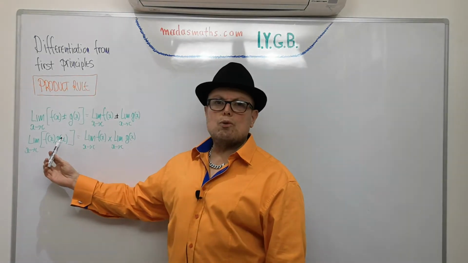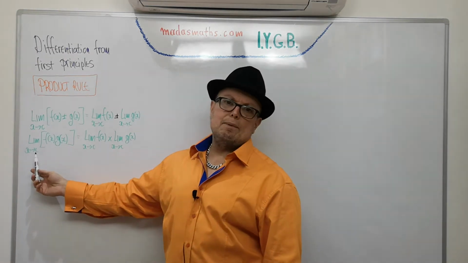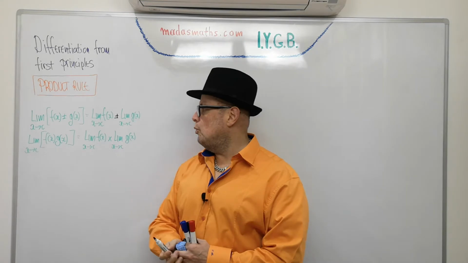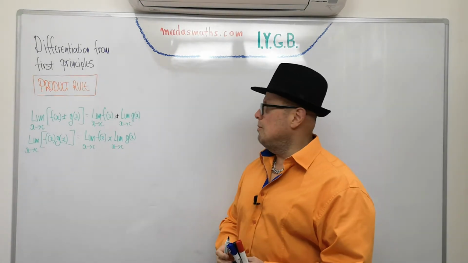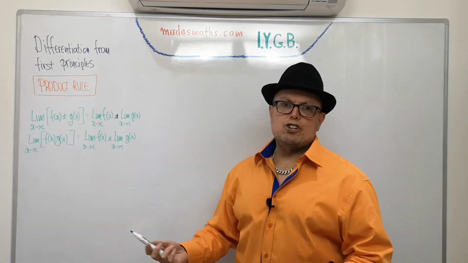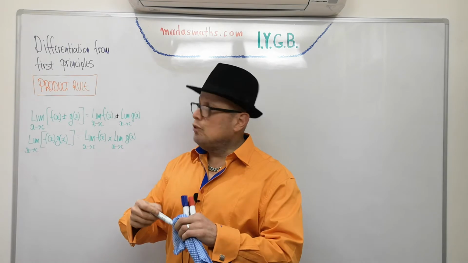And the same thing is true actually for product. So if we have a product of two functions and we take the limit as x tends to some real quantity c, then it's the same as the product of the two limits, assuming the two limits exist. In fact, it works for division as long as of course the limit on the denominator is non-zero.